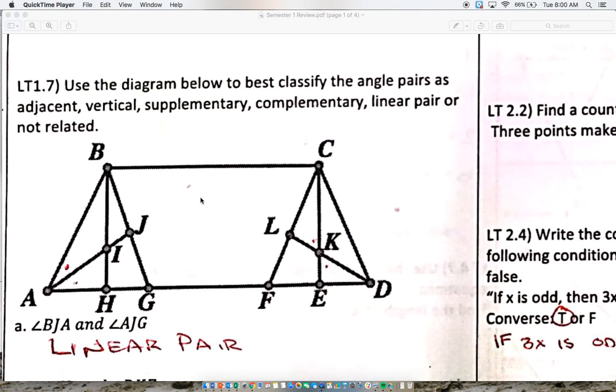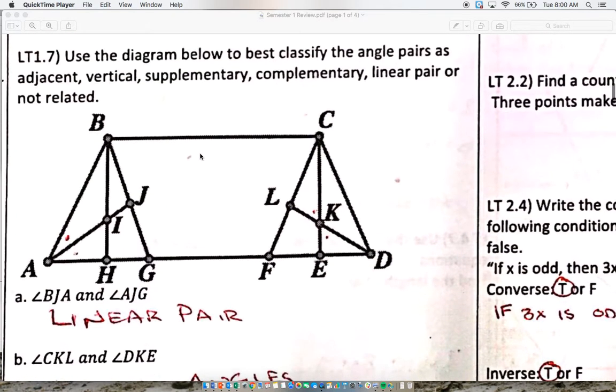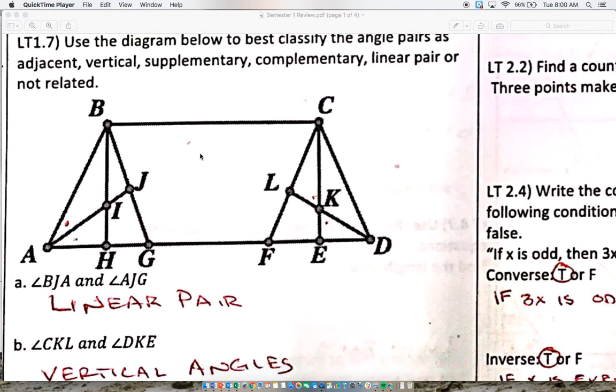For learning target 1.7, you're taking a look here at the angles. So you got BJA, that would be this angle right here, and then AJG. Well, yes, these are adjacent. Yes, they're supplementary, but the most specific way of saying it would be a linear pair, since they're adjacent and supplementary.